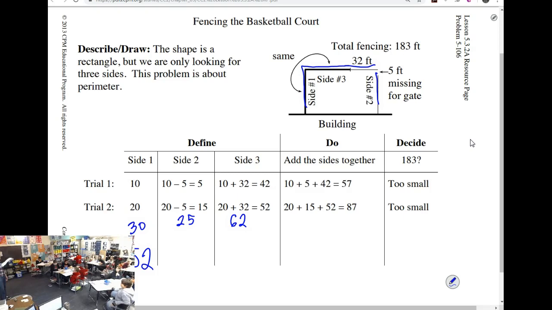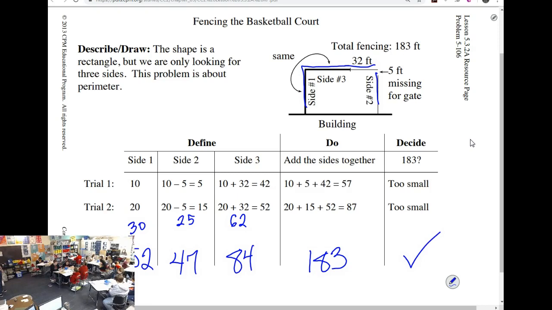What's 52 minus 5? 47. 52 plus 32, break it up. 84. Add those up. What do we get? 183. And we have found our solution. Now, this method always works. However, who thinks there's probably a faster way?